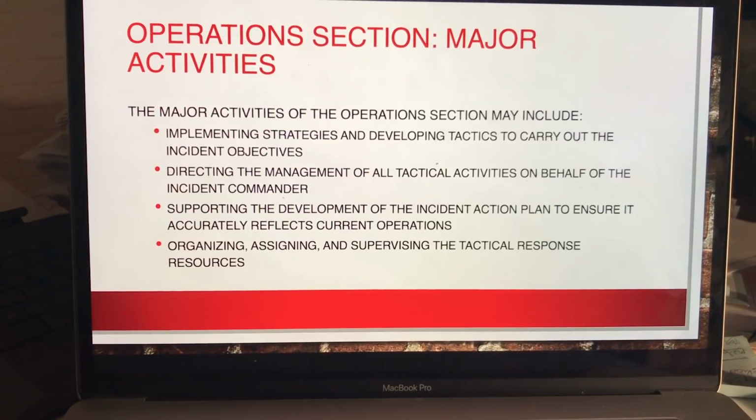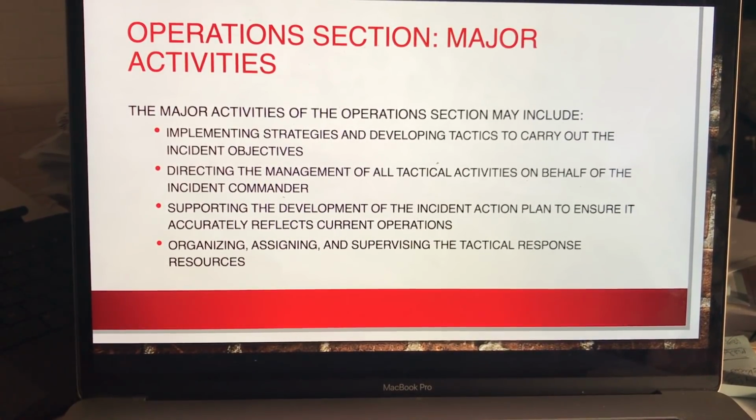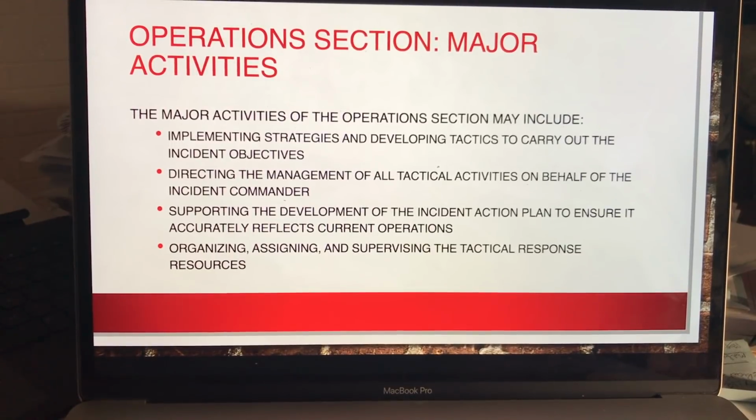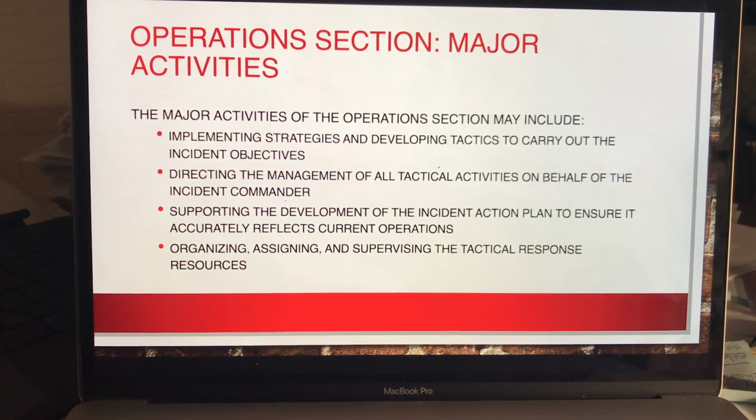Supporting the development of the incident action plan to ensure it accurately reflects current operations. Organizing, assigning, and supervising the tactical response resources.